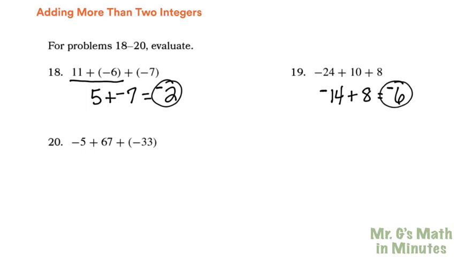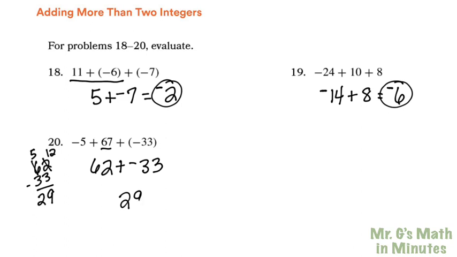And then the last one, number 20, we have a -5 plus 67. Those are 2 opposite signs. We subtract that. 67 minus 5 gives us 62. It's going to be positive because the 67 is positive and it's bigger. Plus a -33. We've got to subtract this out. So off to the side, I'm going to go ahead and do 62 minus 33. Make this become a 12, borrowing from here. Then we got 12 minus 3 is 9. 5 minus 3 is 2. So my answer is going to be 29. 62 is bigger, so it's going to be a positive 29.